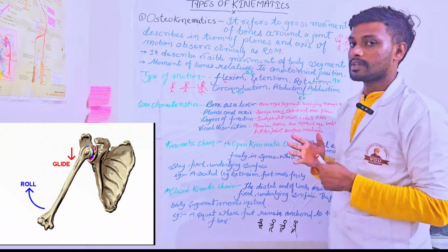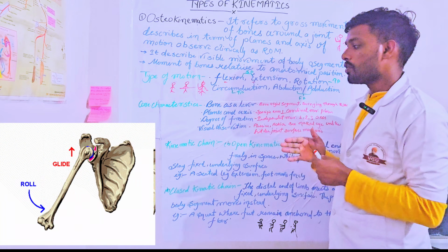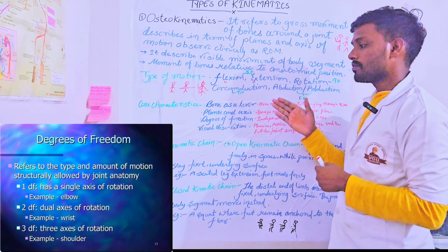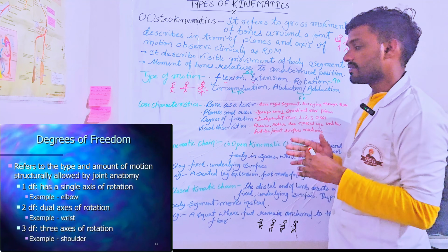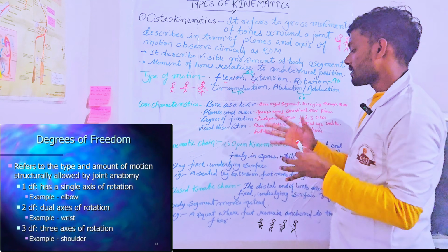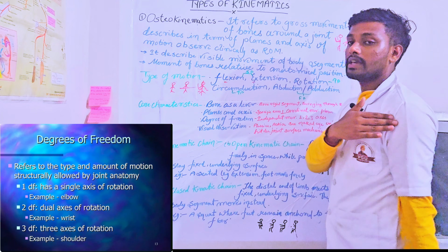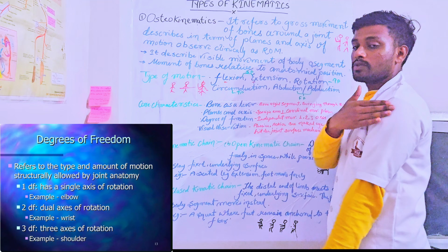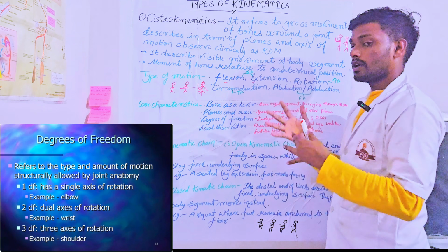A core characteristic of osteokinematics is bone as a lever. It means bones are the functional part of the lever. The bone is a rigid structure and segment, and it swings and performs the movement around a particular fixed axis or fulcrum in the body.